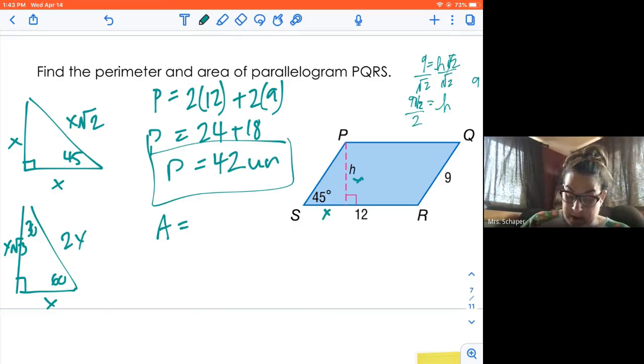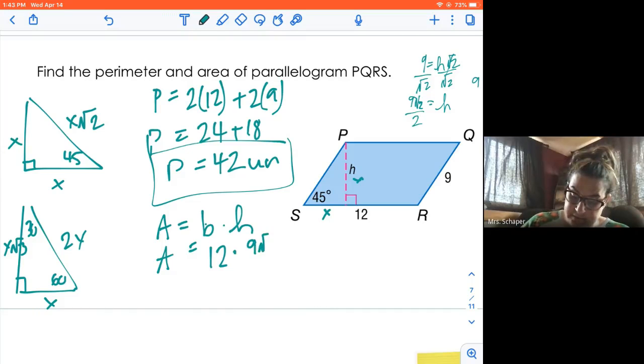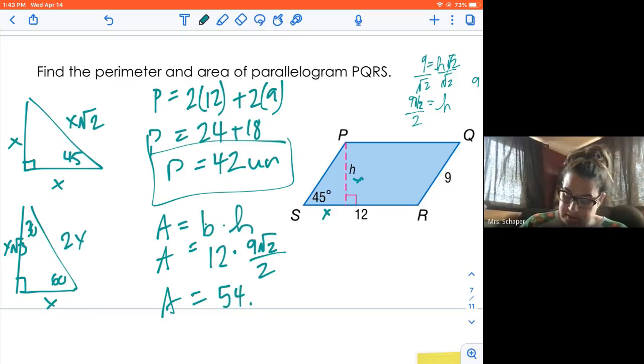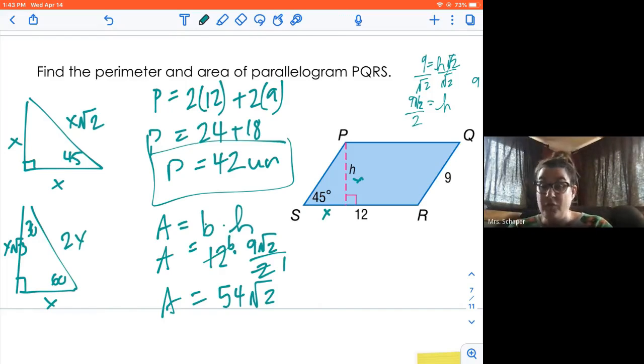Now the area is equal to the base times the height. Well, my base is 12. So it's equal to 12 times 9 square roots of 2 over 2. So the area is equal to 54 square roots of 2. I think I did that right. 2 goes into 2 once. 2 goes into here 6. 6 times 9 is 54. Yep. So it'll be units.